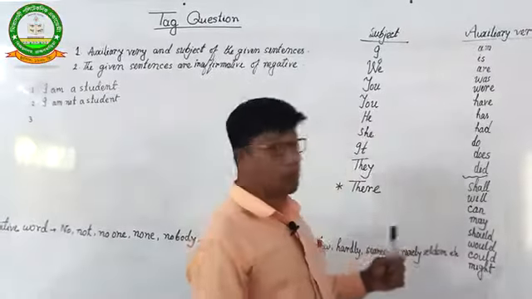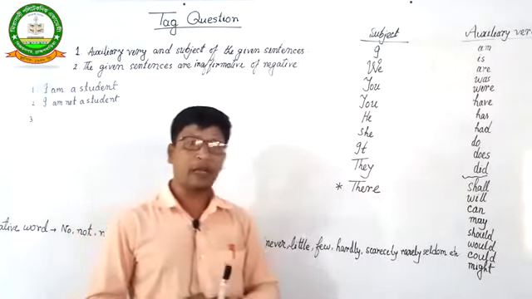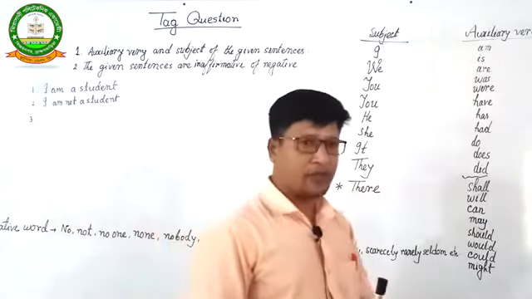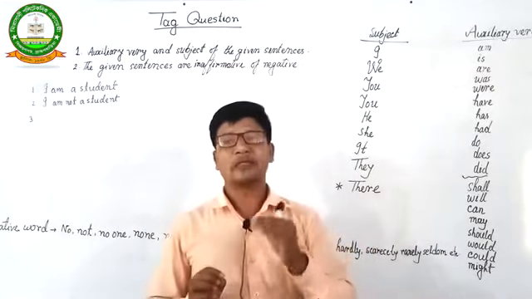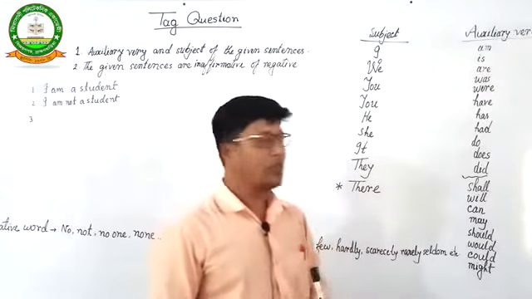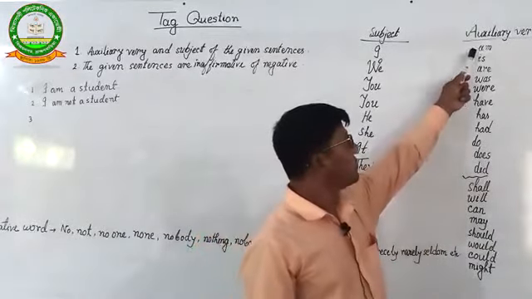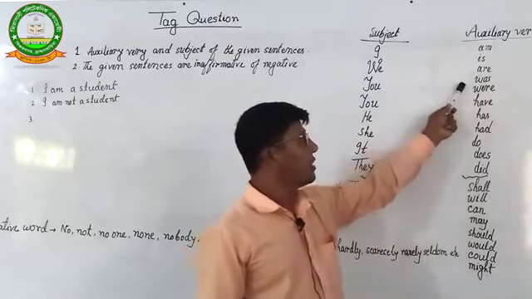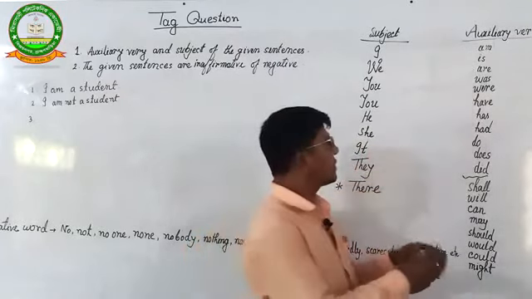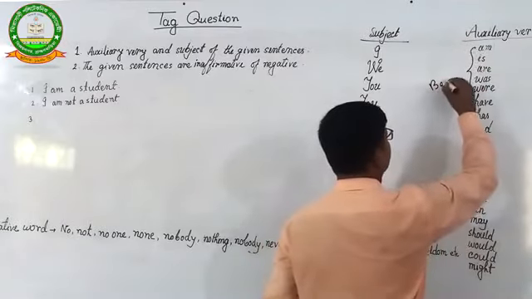And auxiliary verbs, you know, there are 24 auxiliary verbs in English. Eleven are primary auxiliaries and 13 are modal auxiliaries. All auxiliary verbs are written here. Be verbs: am, is, are, was, were.